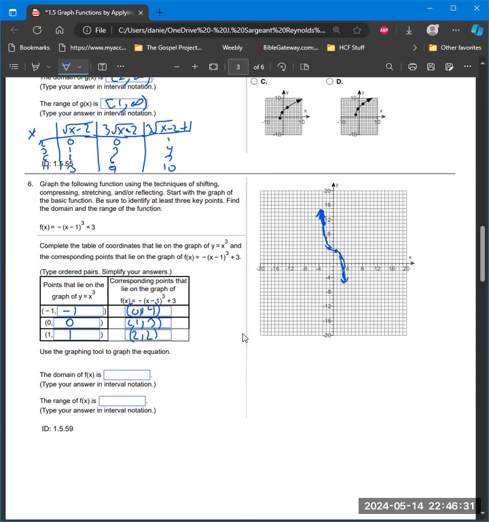The domain is going to be -infinity to infinity still, because it goes all the way to the left and all the way to the right. And your range is still going to be -infinity to infinity because it goes all the way down and all the way up.